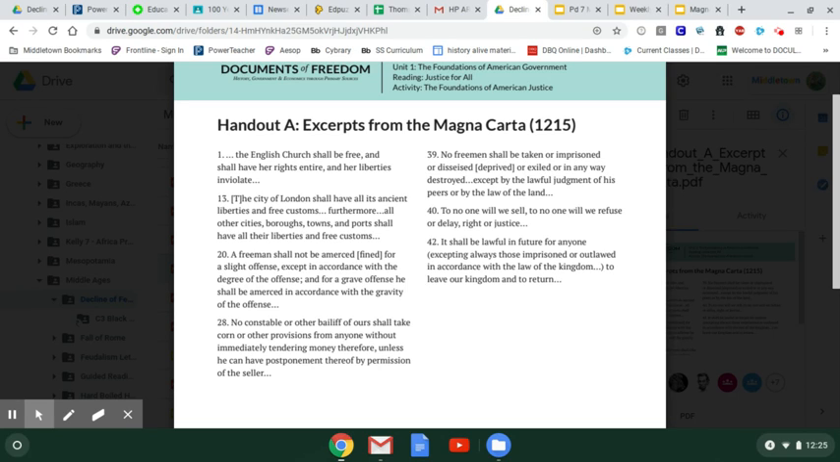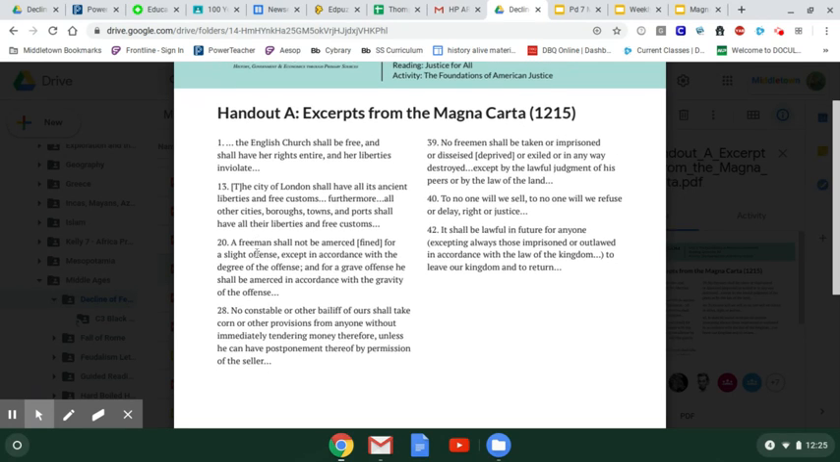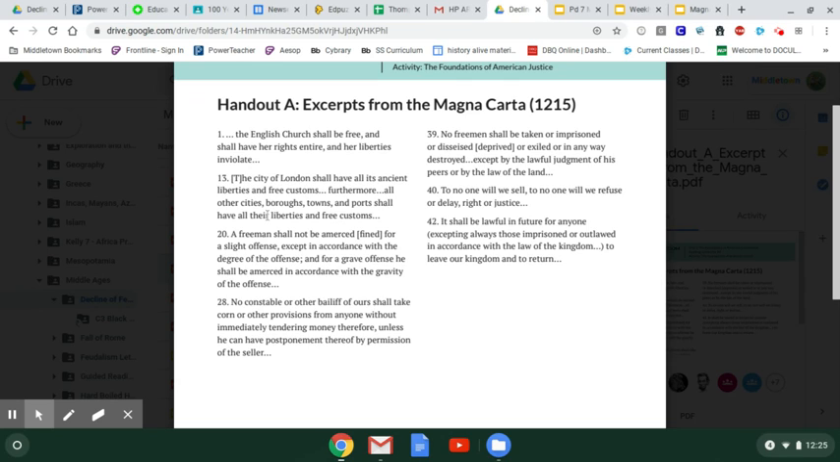13. The city of London shall have its ancient liberties and free customs. Furthermore, all other cities, boroughs, towns, and ports shall have all of their liberties and free customs. Fancy way of saying cities should be able to do whatever they want, practice their freedoms, their customs, however they want, and they should not be taken away either. And ancient liberties is kind of talking about the way they've always done things.